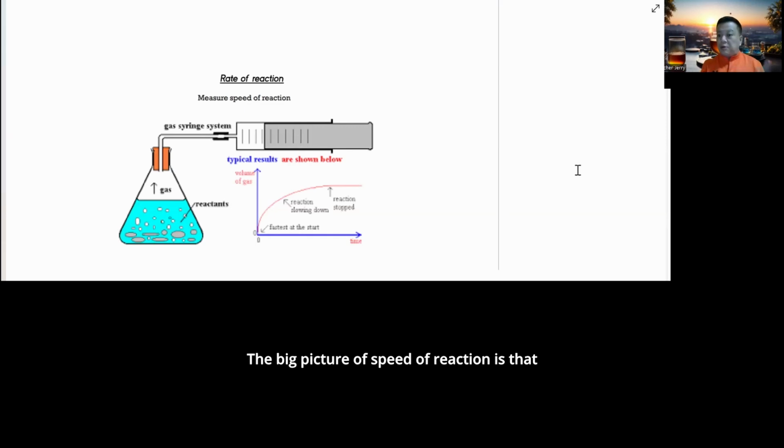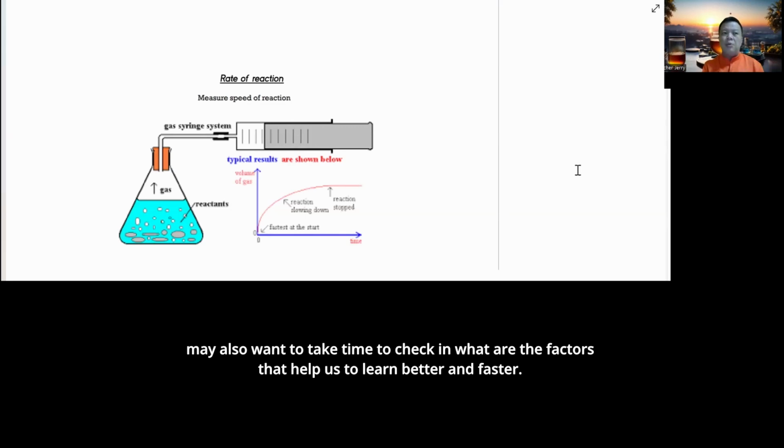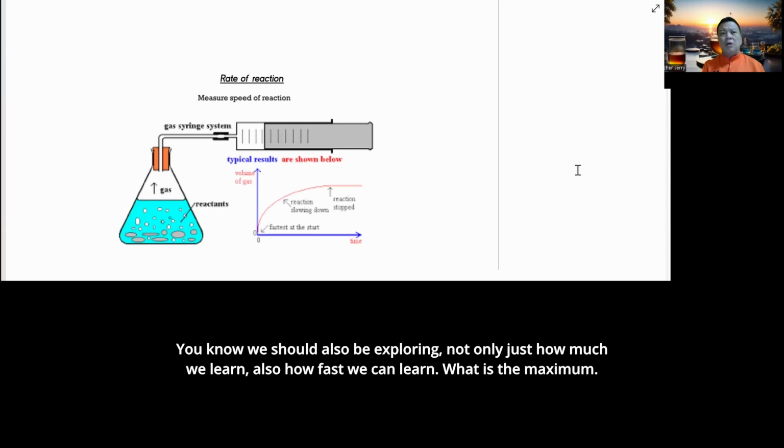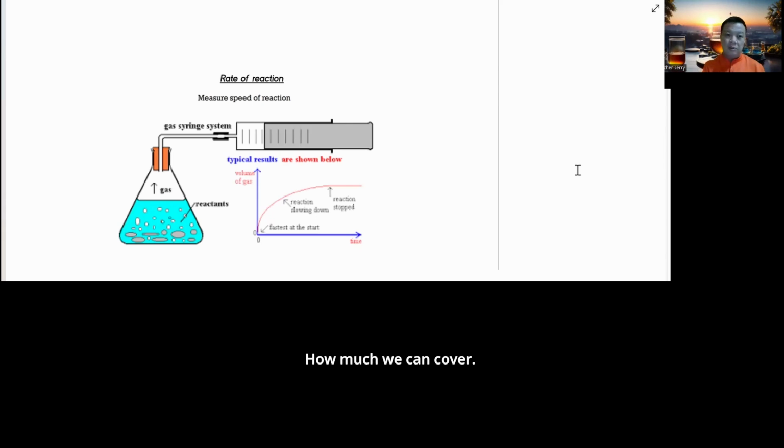The big picture of speed of reaction is, how can we increase speed? What are the factors that will affect speed, right? Then how do we interpret the data? Right, it's just like when we want to learn something, we may also want to take time to check what are the factors that help us to learn better, faster. We should also be exploring not only how much we learn, but how fast we can learn. What is the maximum we can cover? All right, not necessarily everything.